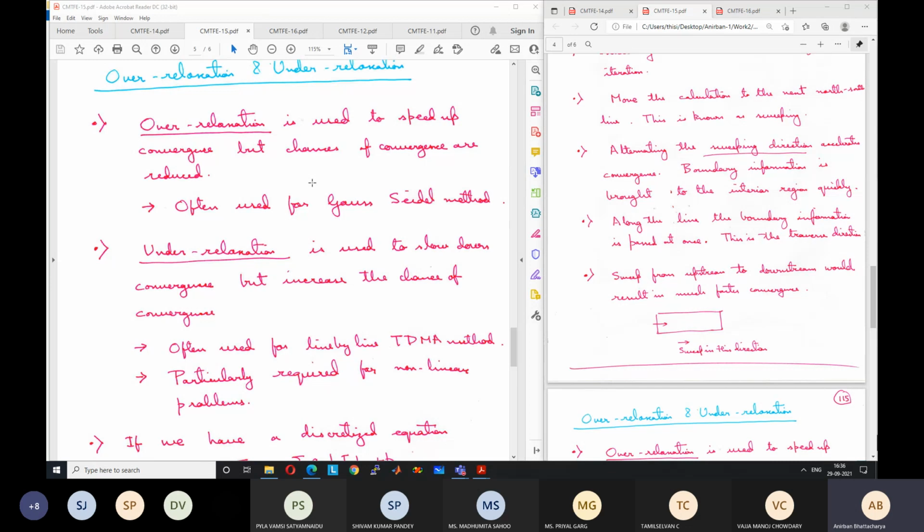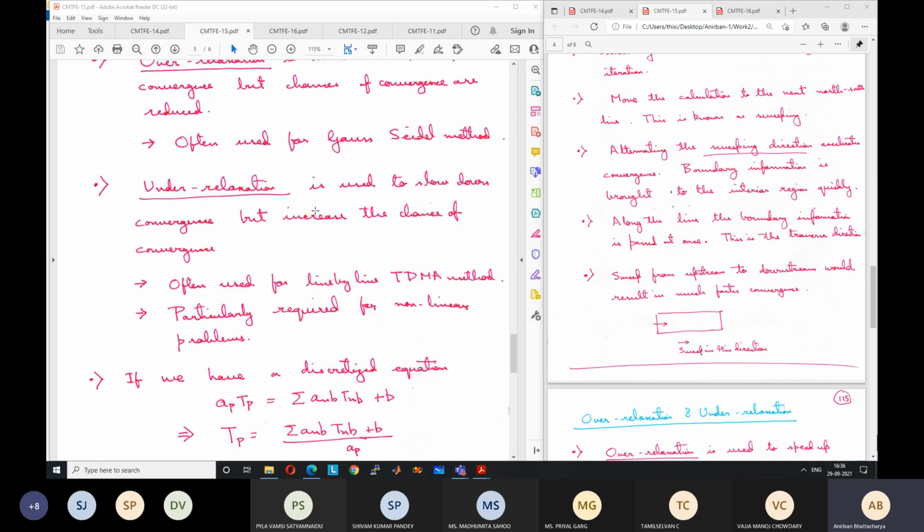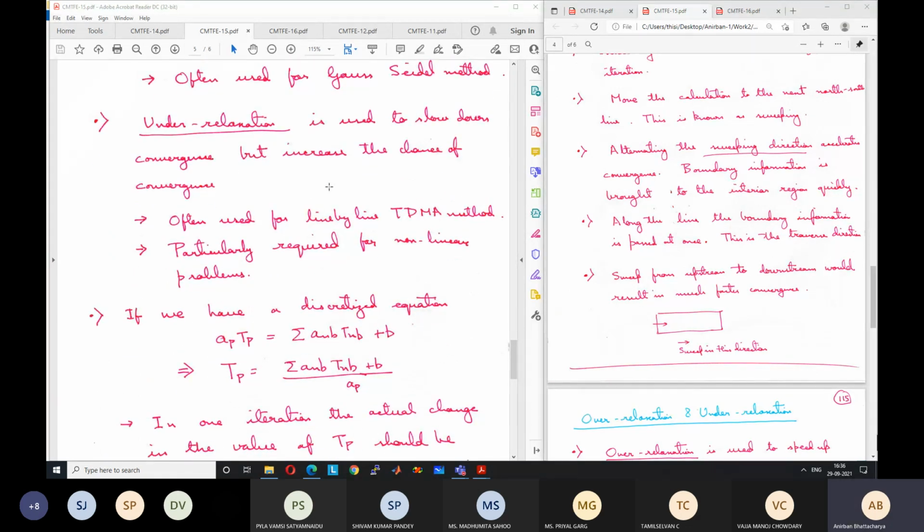This over relaxation is generally used for methods which give very slow convergence, like the Gauss-Seidel method. So it is used to speed up convergence at the cost of a lower chance of convergence. For Gauss-Seidel, we can guarantee convergence using the Scarborough criteria, and to speed up the convergence, we can use over relaxation. And under relaxation is often used for the line by line TDMA method. Particularly, as I was explaining, it is required for highly nonlinear problems when large changes are occurring.